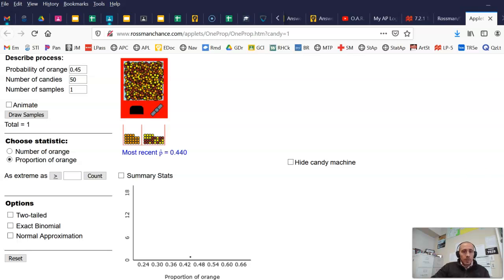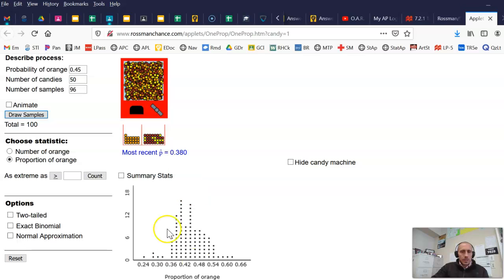Wait for it. Hey, 44%. There it is. If I do this again, 38%, 38%, 52%. This is sampling variability. Each sample is going to yield different results. Now, let me just throw a whole bunch out here. Let's do 96 more, bring it to an even 100.